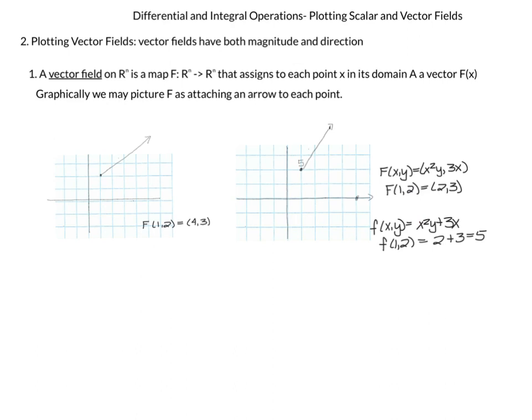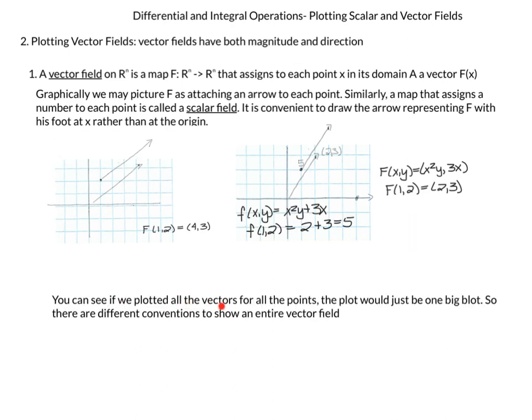So I could have, for example, x squared y plus 3x. When I plug in 1 and 2, I get 2 plus 3, which is equal to 5. So this is the scalar function. It just produces a scalar, not a vector. That's the difference between a scalar and a vector function.